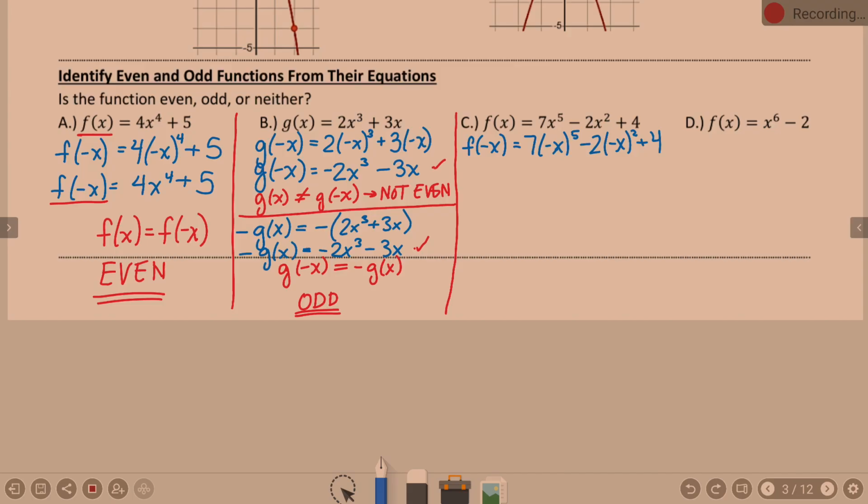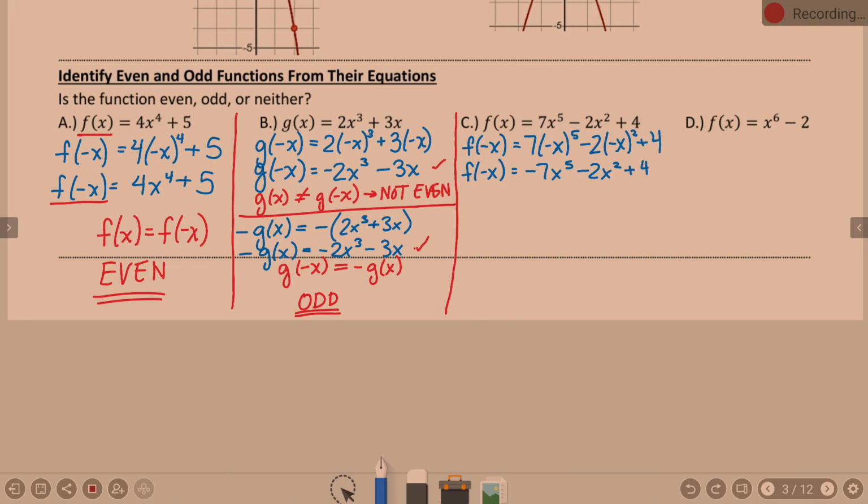So f of negative x. What is a negative x raised to the 5th? A negative raised to the 5th is going to be negative. So this is going to become negative 7x to the 5th. What is a negative x raised to the 2nd? That's going to be a positive x to the 2nd times the minus 2 that's already there. So this stays minus 2x to the 2nd plus 4.